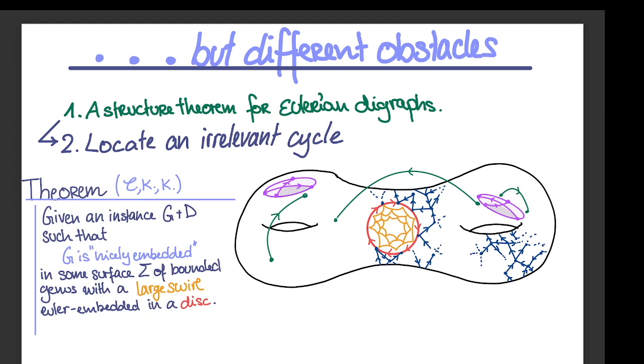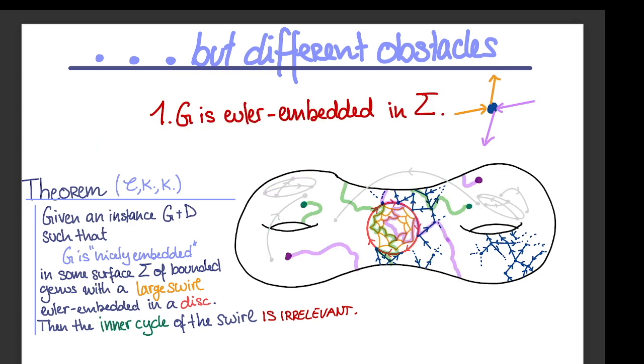And well, the theorem is as follows. If you have this nice embedding, and the large swirl embedded in this large disk, then actually, if the swirl is large enough, then the inner cycle of the swirl is irrelevant to your instance. And the proof of this is basically two steps.